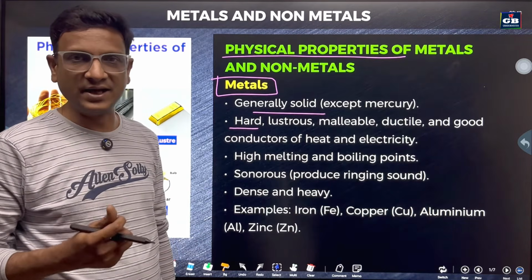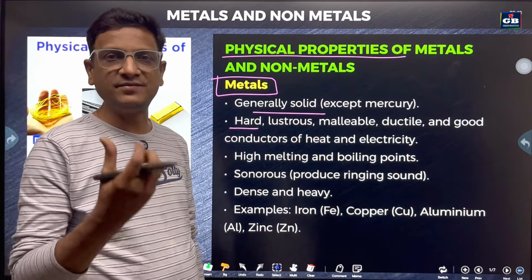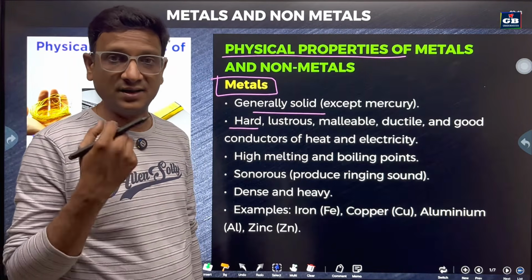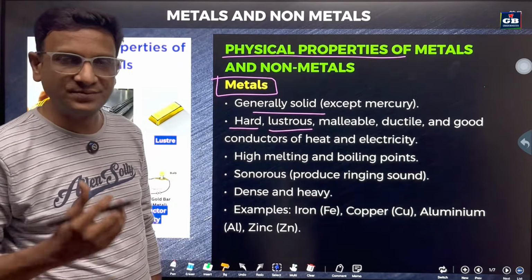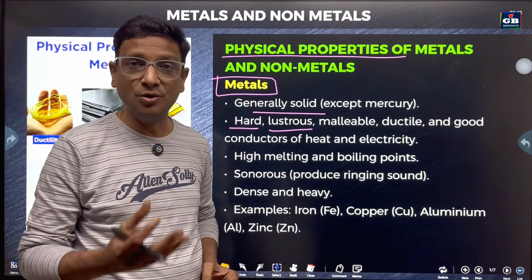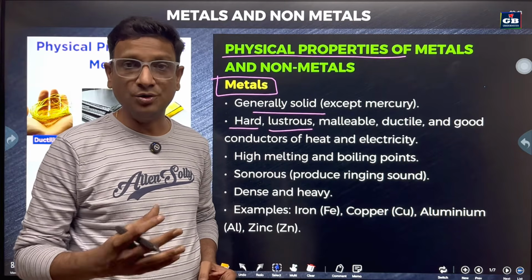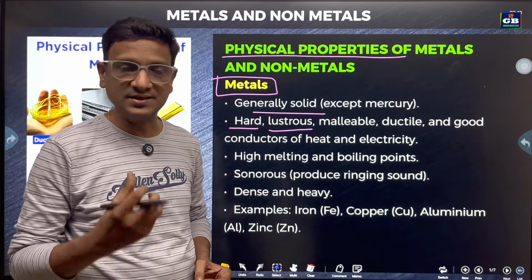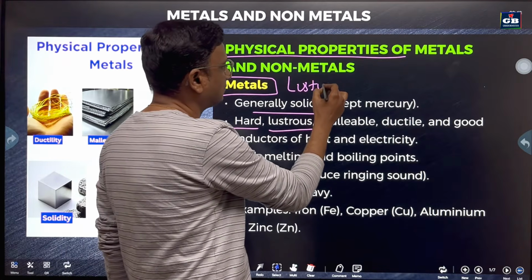Metals are hard. Yes, metals are hard. That's the reason why if you want to make a hard thing to hit something like hammer or something, you make it with a metal. Metals are hard. Okay. Metals are lustrous. Lustrous means metals will have a luster. That means a glow, right? So metals, they have a glow. They have a shiny appearance. That is called as luster.